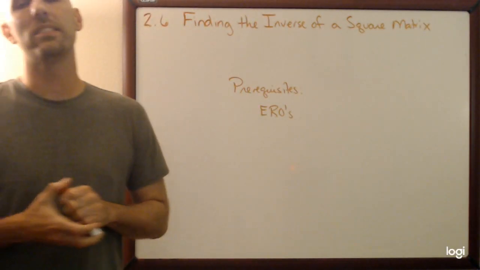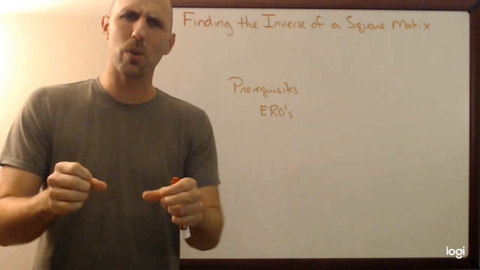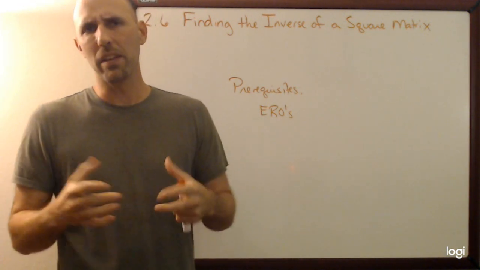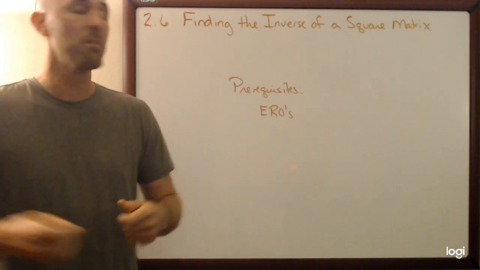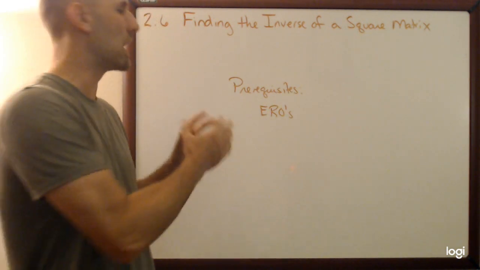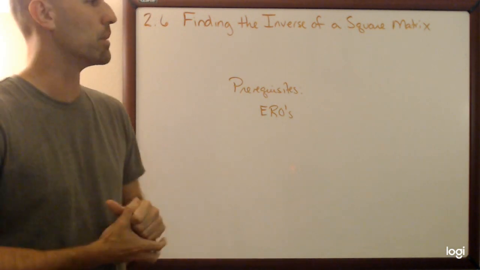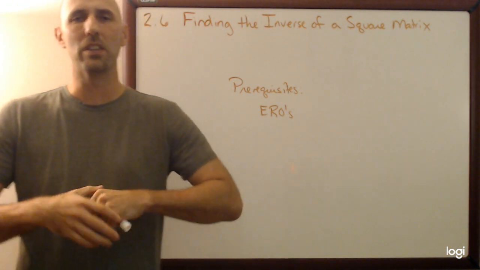Section 2.6, we're going to be finding the inverse of a square matrix. And when I say inverse, I mean the multiplicative inverse, not the additive inverse. Prerequisites are easy. You just need to be able to do elementary row operations. We're going to get a lot of run out of just being able to do these simple elementary row operations. That's going to be the entire semester.